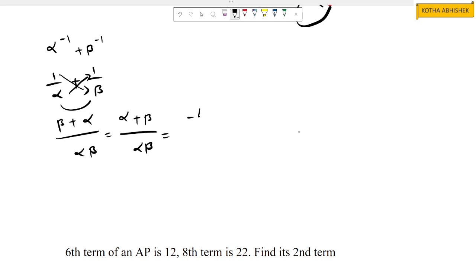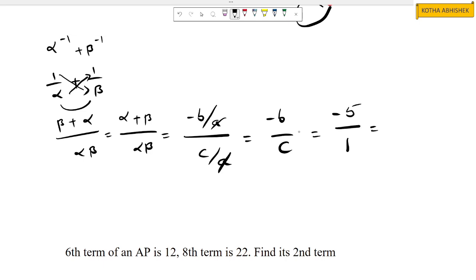Alpha plus beta value is minus b by a divided by alpha beta value is c by a, cancel, which equals minus b divided by c, which is minus symbol as it is, and the b value is 5 divided by c value is 1. Minus 5 by 1 is the same as minus 5. So the value of alpha power minus 1 plus beta power minus 1 is minus 5.